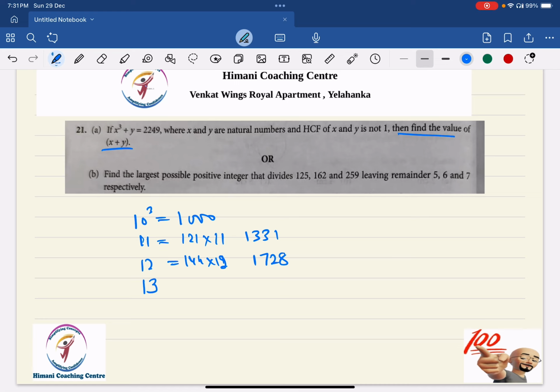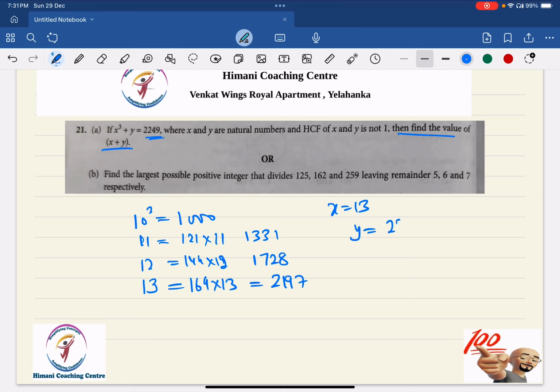Then look for 13 cube. Now 13 times 13 is 169 into 13, which gives us 2197. Now 2197 is the number closest to 2249. So that means our x is going to be 13. Okay, so x is 13. So now what would be y?